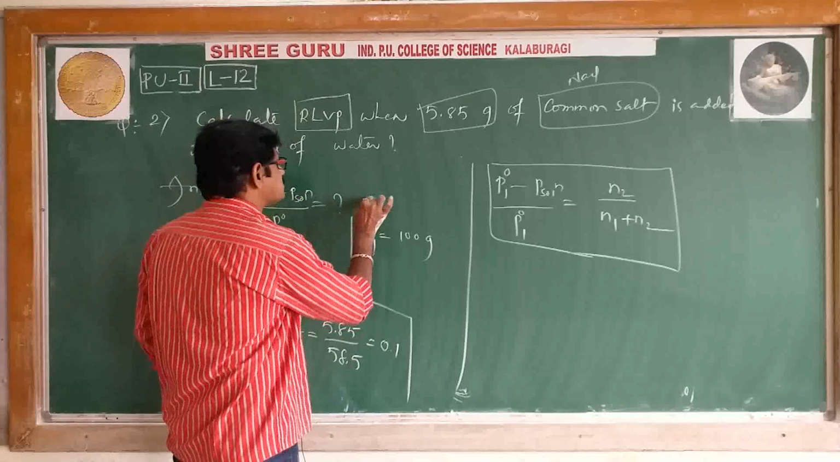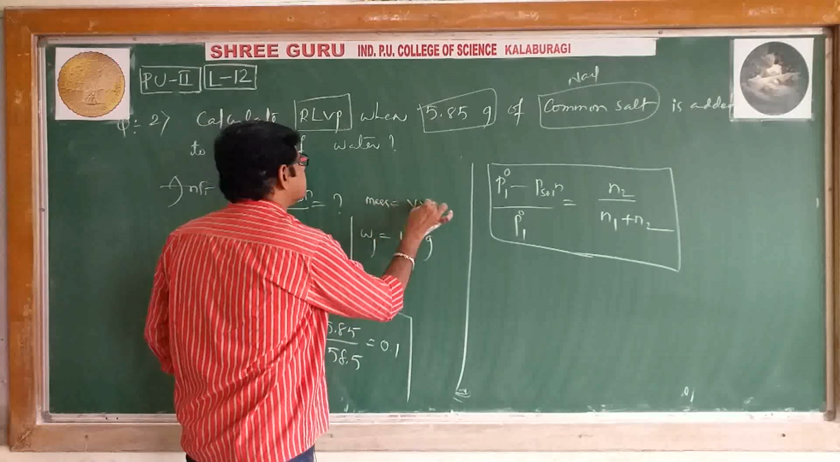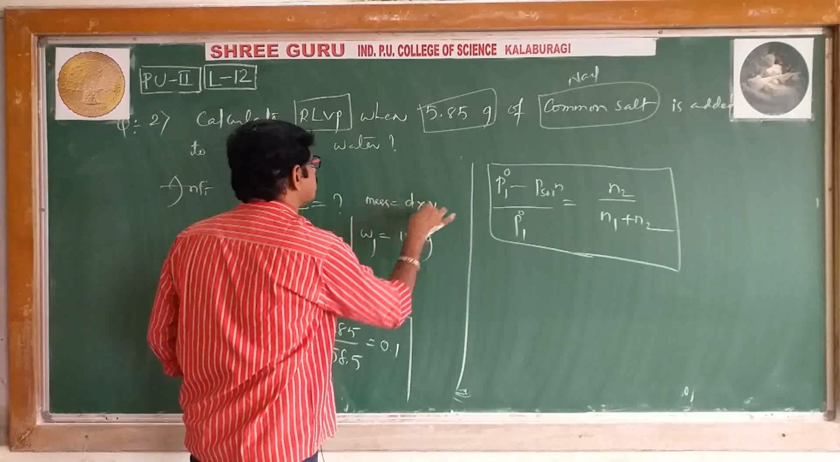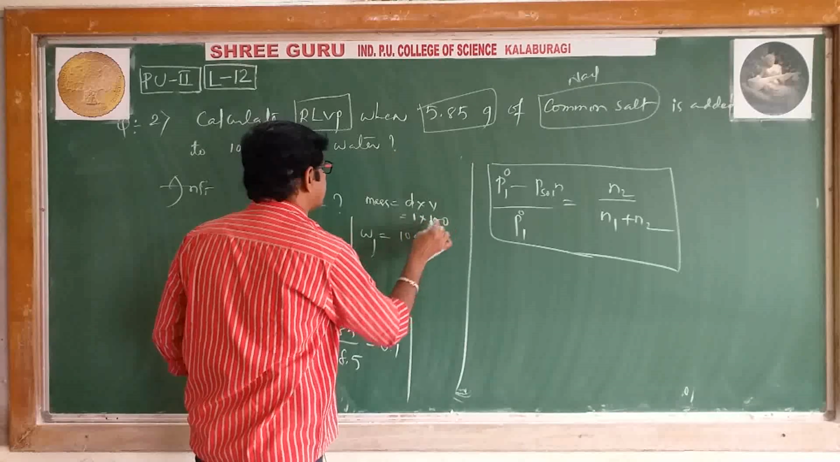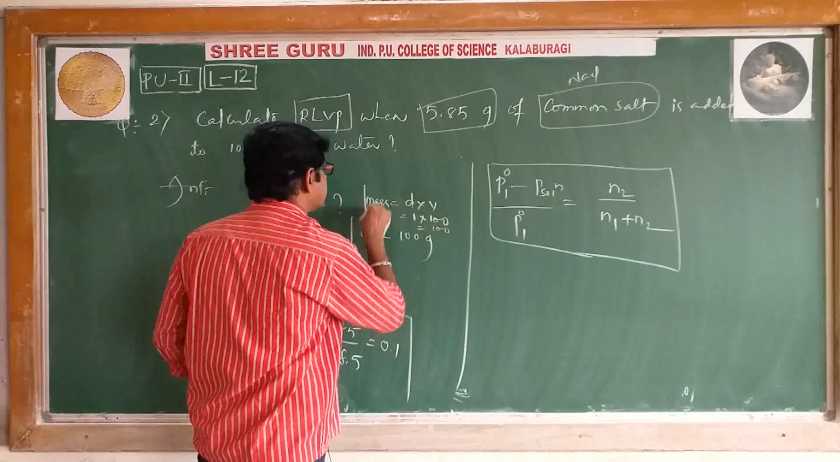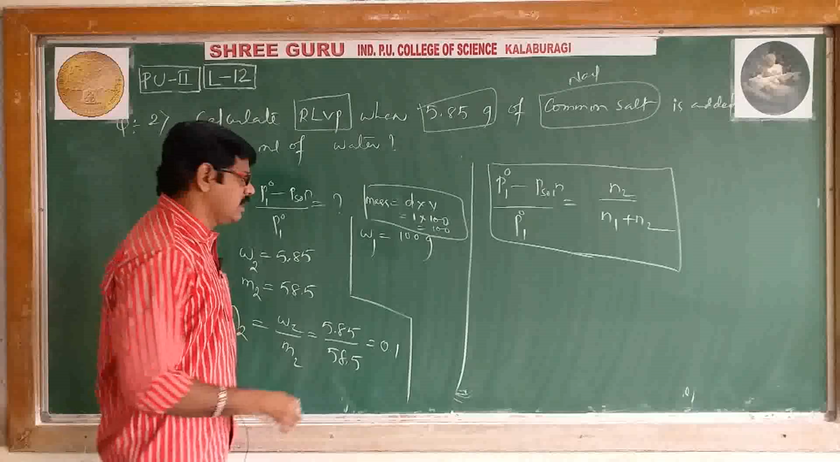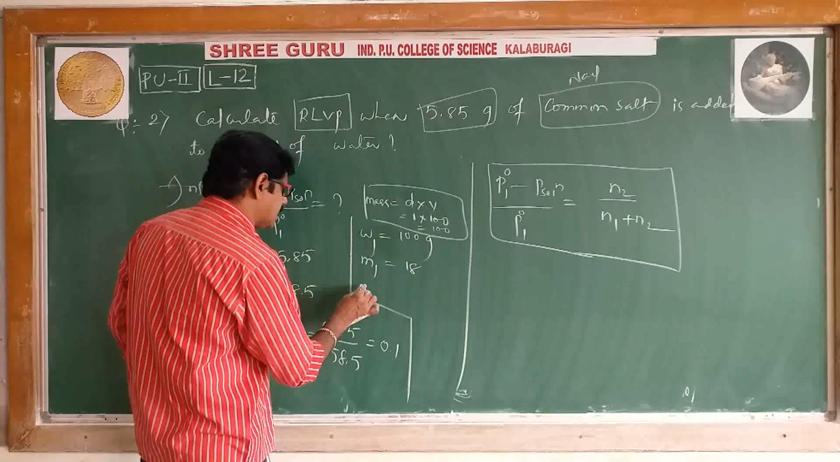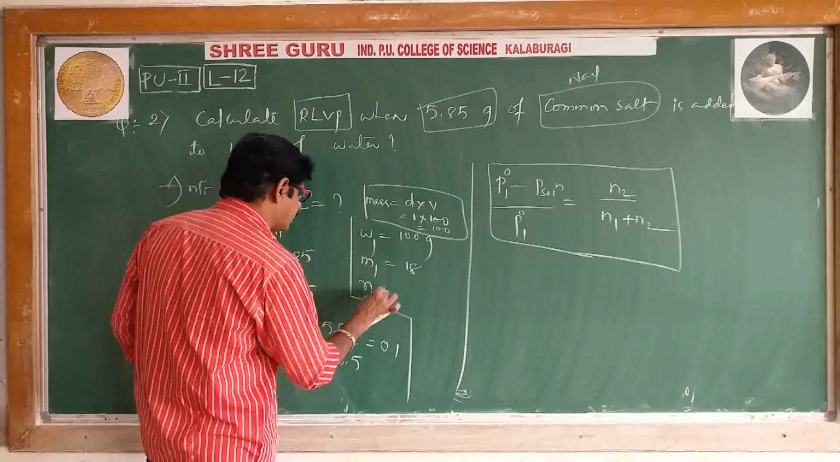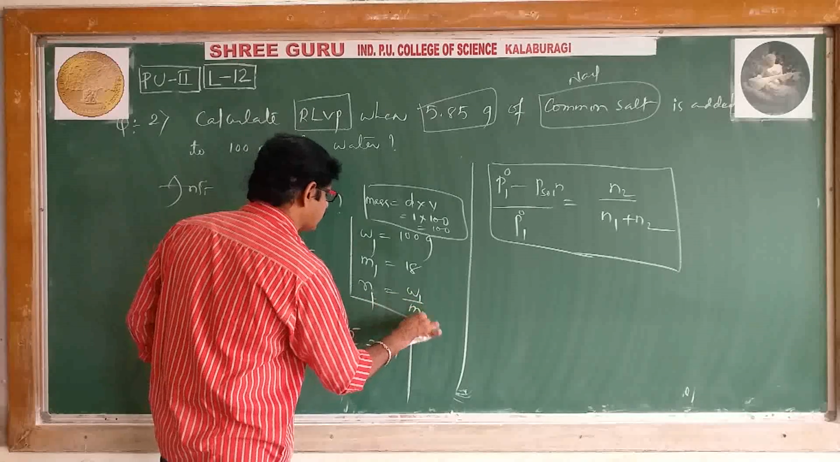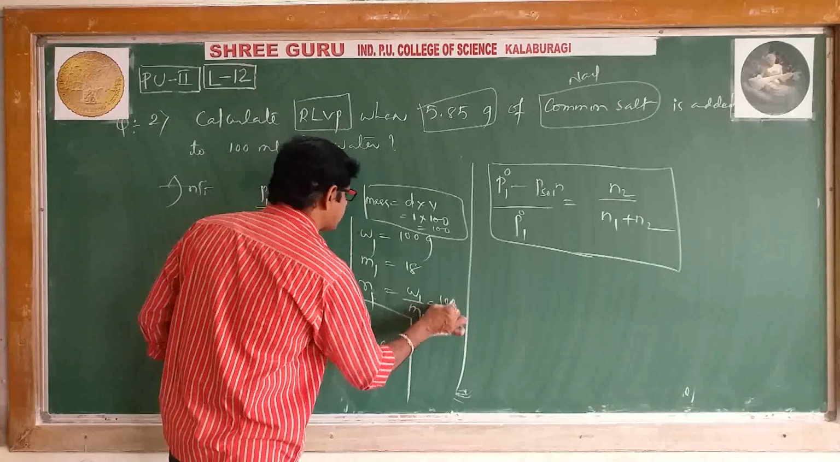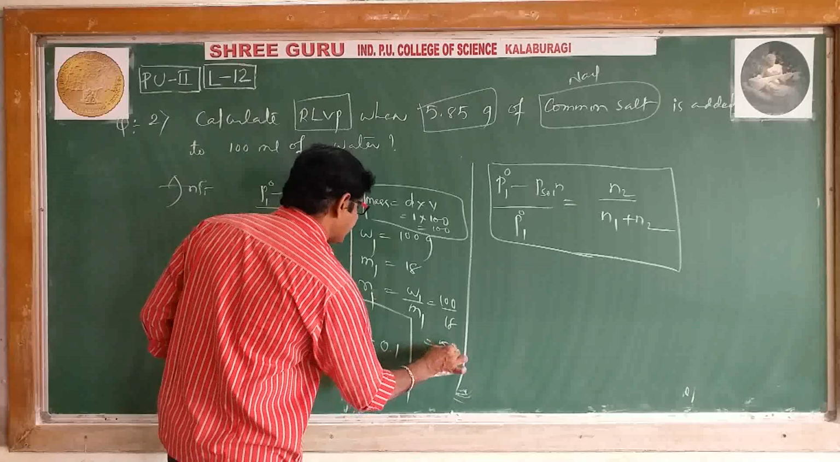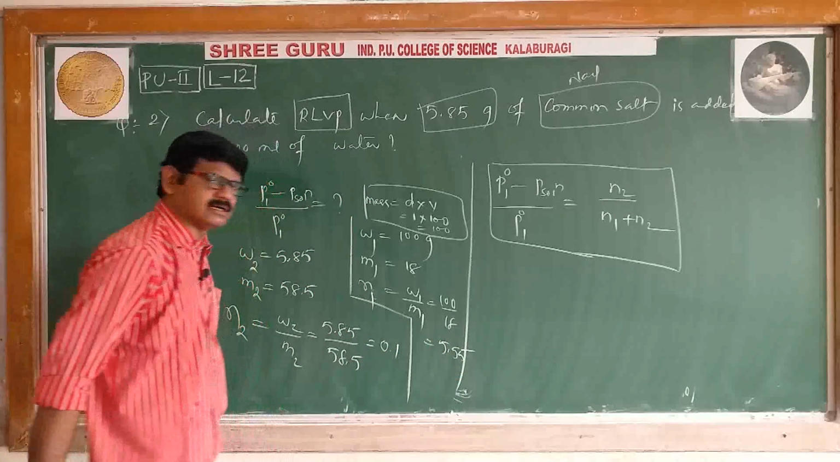How do you get mass? Mass is equal to density into volume. Density into volume, 1 into 100, nothing but 100. Based on this we have written it. And molar mass of solvent is 18. Therefore now N1 equals W1 by M1, nothing but 100 divided by 18, 5.55 something.